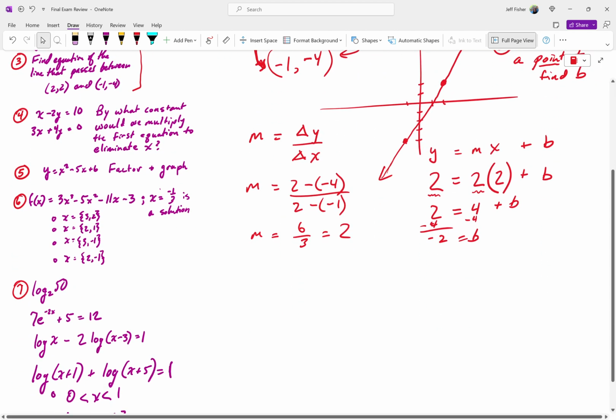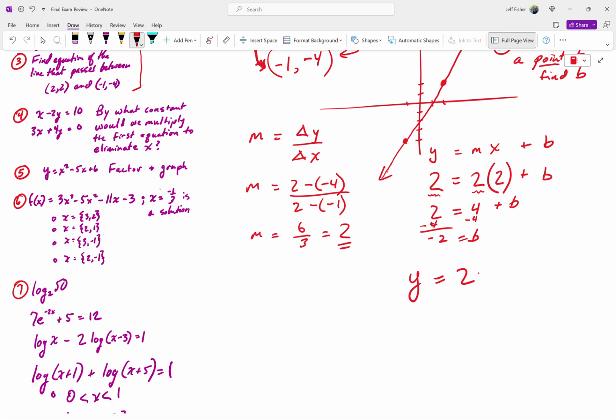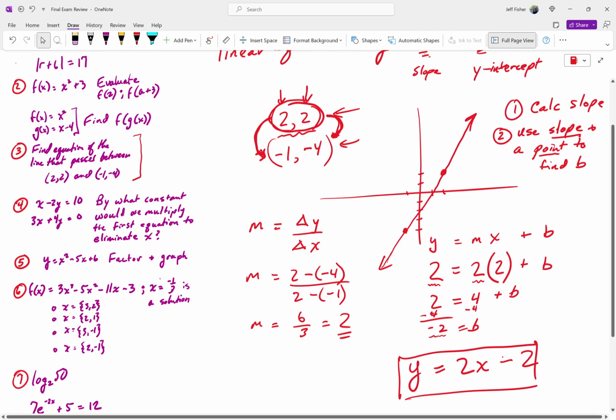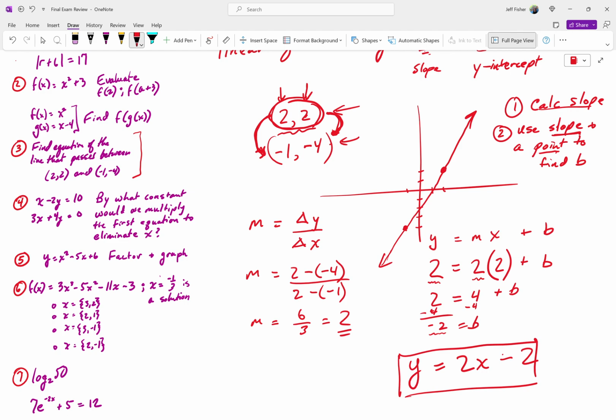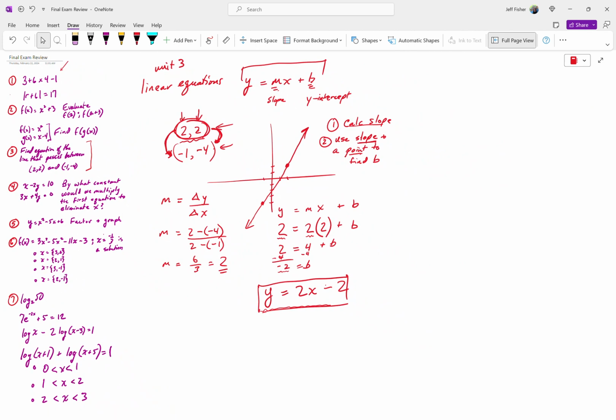So our final equation is y equals m, which is 2, right? x, and then our b is -2. So we'll just say minus 2 there, rather than plus -2. So this is the equation of the line that passes through the 2 points, (2, 2) and (-1, -4). We calculated the slope. Then we used the slope and a point to find b. Once we add b, we rewrite it in slope-intercept form, and we've got our solution. So that's the salient point of Unit 3.